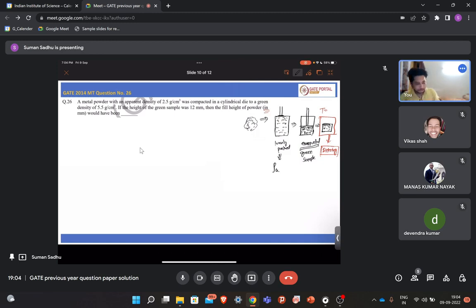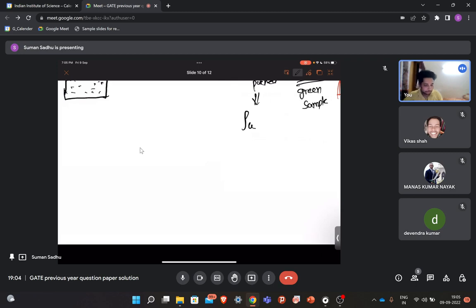Like here it is a die. You just pour your powder here. You don't compact it. Just pour it in the die. So at that time, what will be the density of this powder? This will be the loose apparent density. We call this rho A.